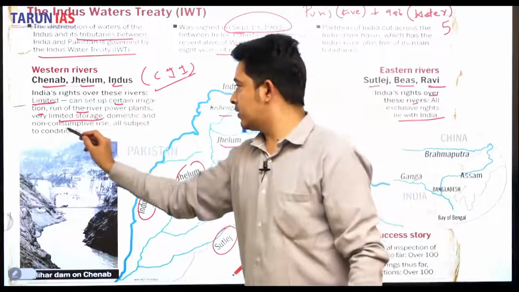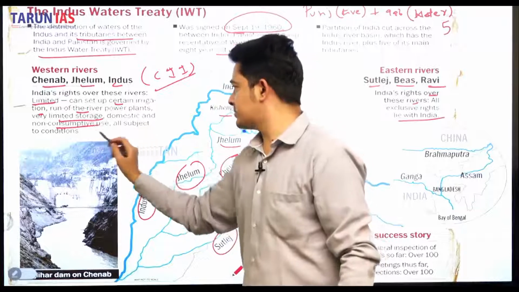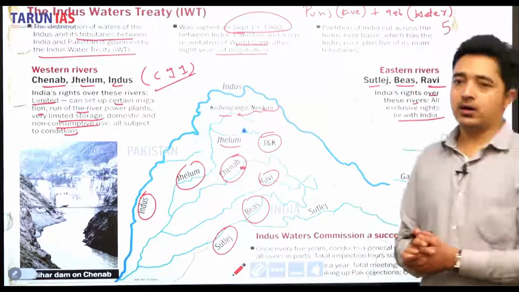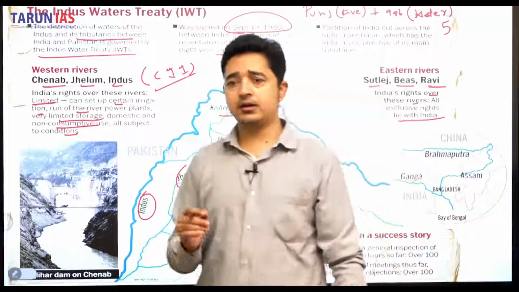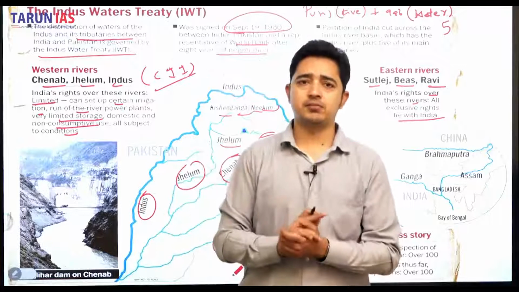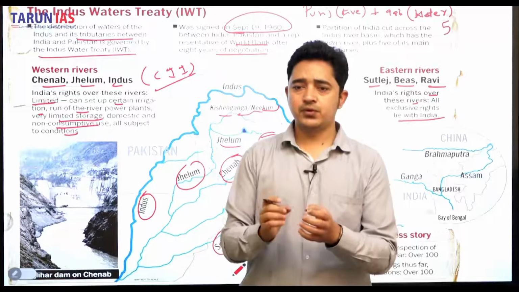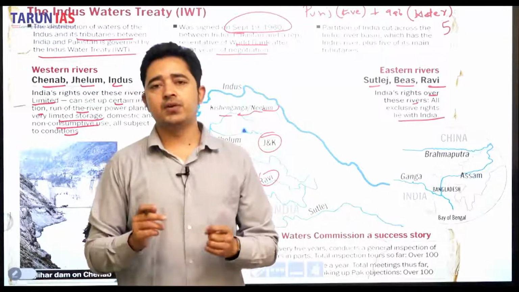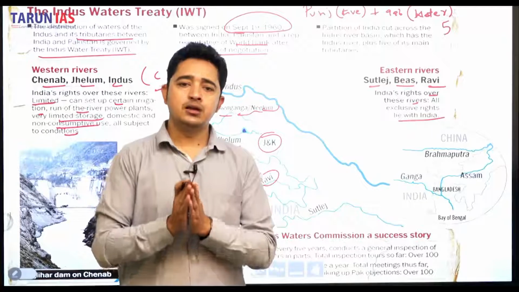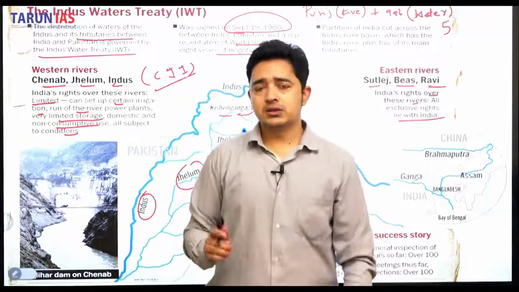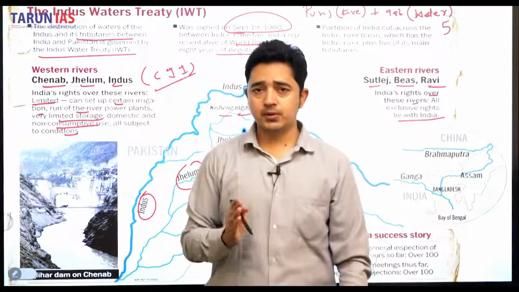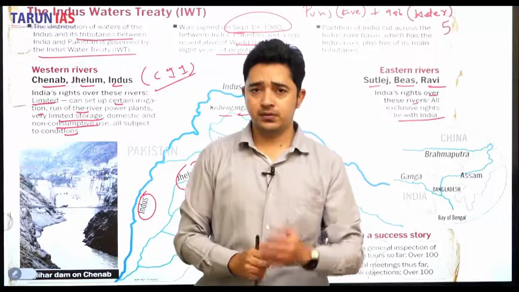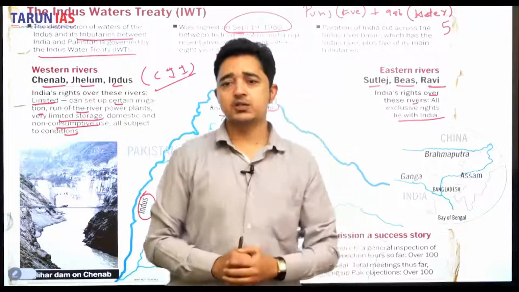So domestic and non-consumptive use are all subject to conditions, because as you know, irrigation is very important. If we talk about any country, irrigation supply is important, like in our agriculture system, because as per government data around 55% of people are still dependent on agriculture. So in that context, irrigation supply is very important in terms of the interest of the farmers as well, right?